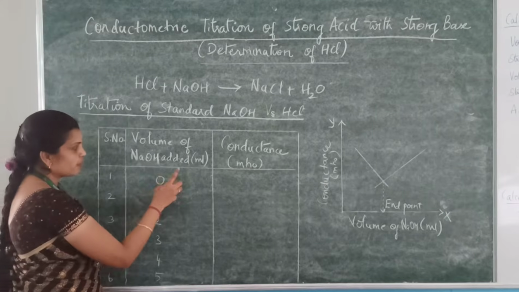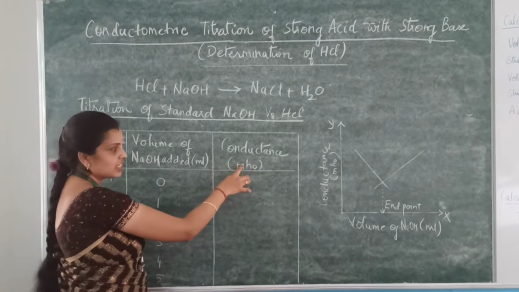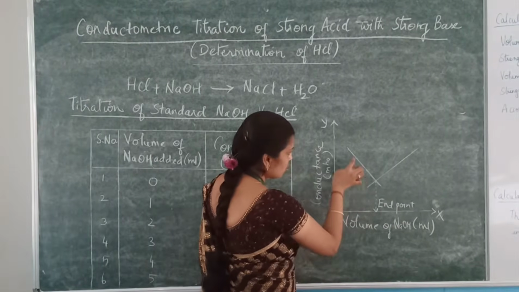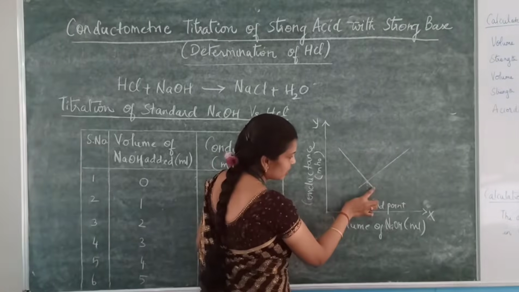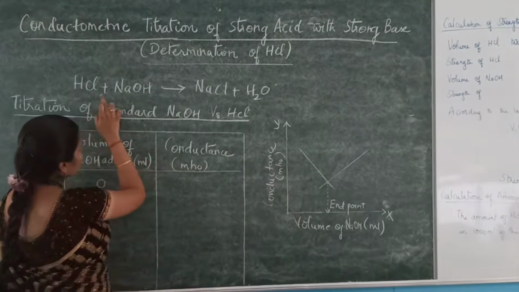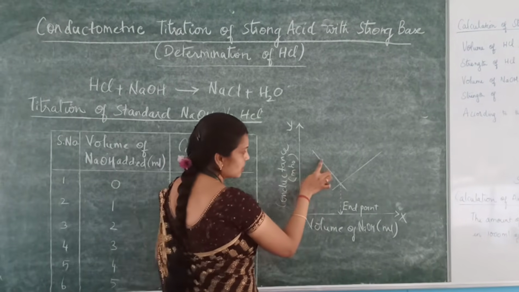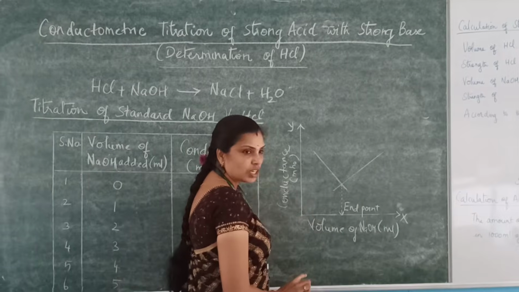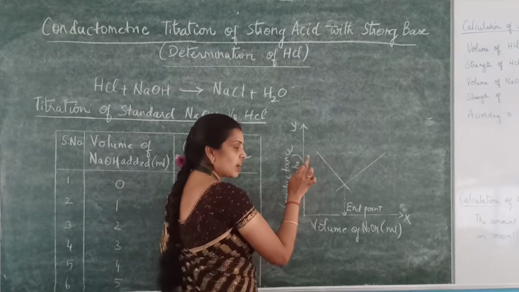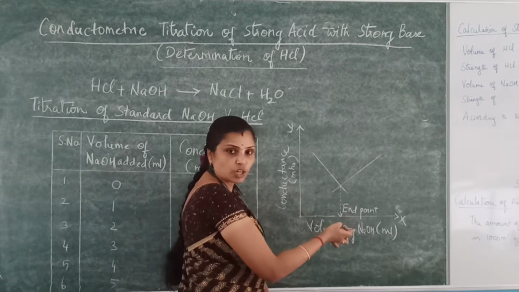When we plot the graph between the volume of sodium hydroxide taken on the x-axis and the conductance on the y-axis, we will get a graph like this. So this graph line indicates the decrease in the conductance while the hydrochloric acid and the sodium hydroxide are reacting during the titration. This shows that the conductance of the hydrochloric acid is decreasing because of the replacement of the fast moving H plus ions by the slow moving sodium ions.